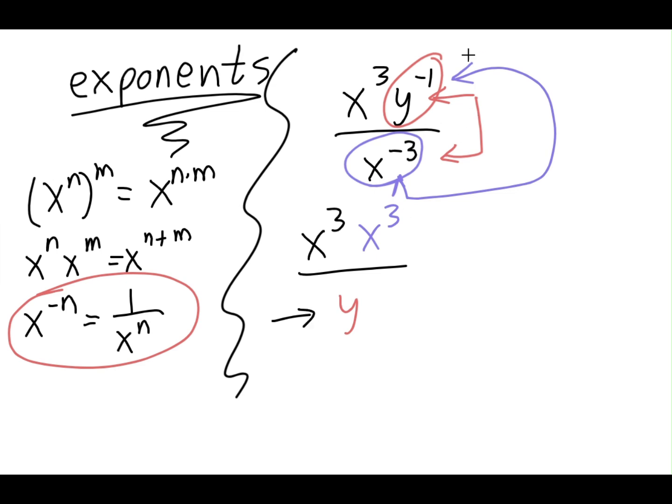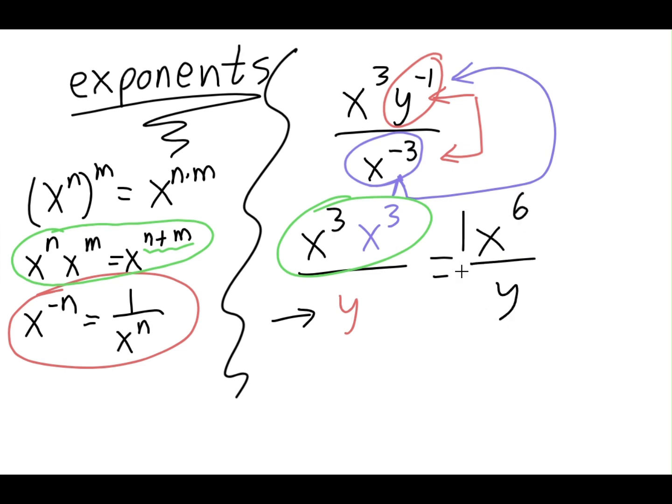But we can simplify the x cubes. We have x cubed times x cubed. That's going to be this rule here. We have x to a power times x to another power. We're going to add the powers. So that's going to be x to the 3 plus 3 is 6 over y. So that's x to the 6th over y is our answer. That's as simplified as we can get. All right, let's look at another one.